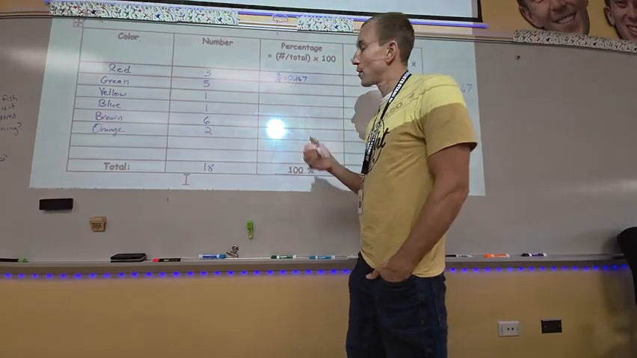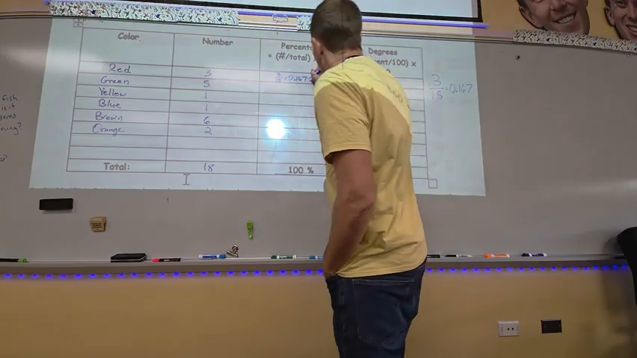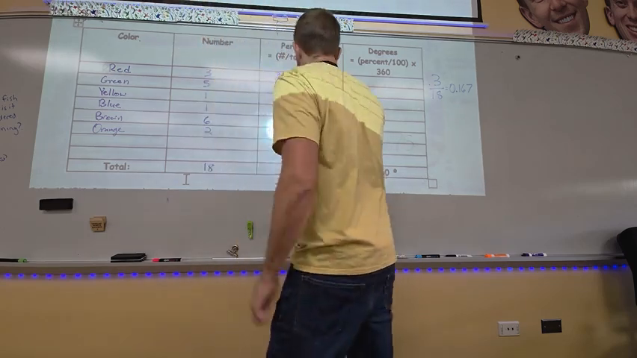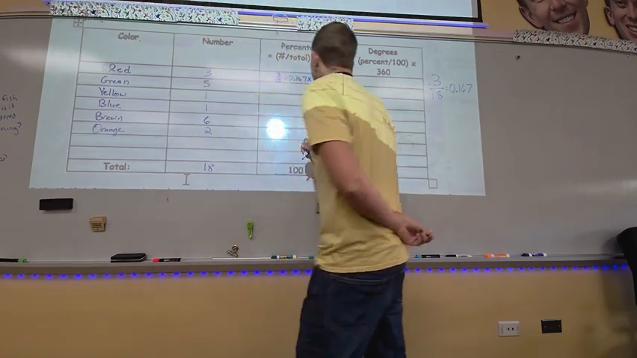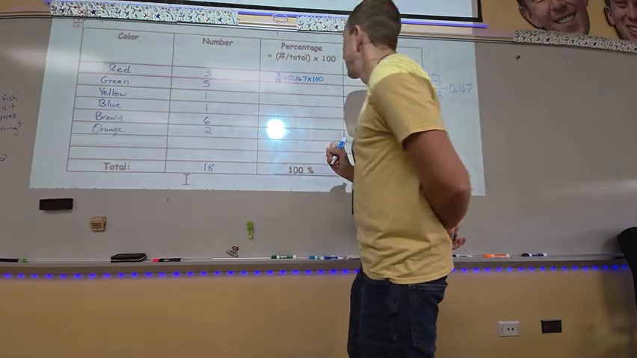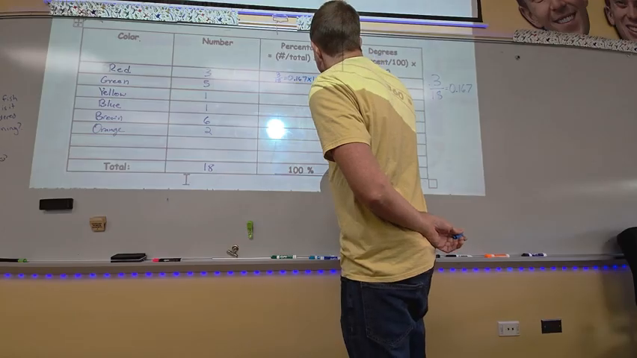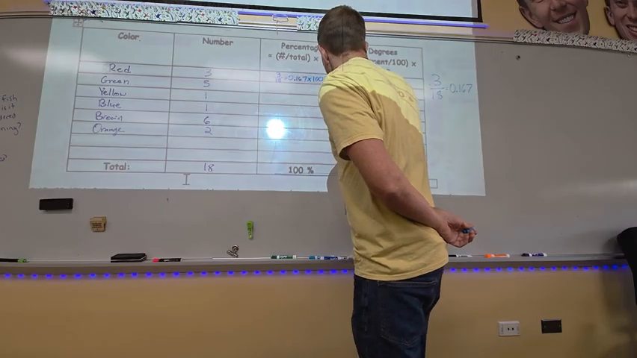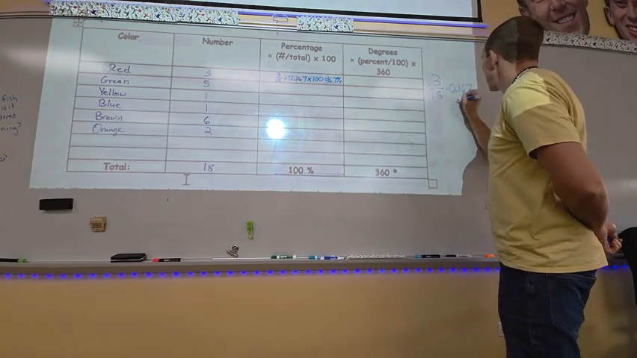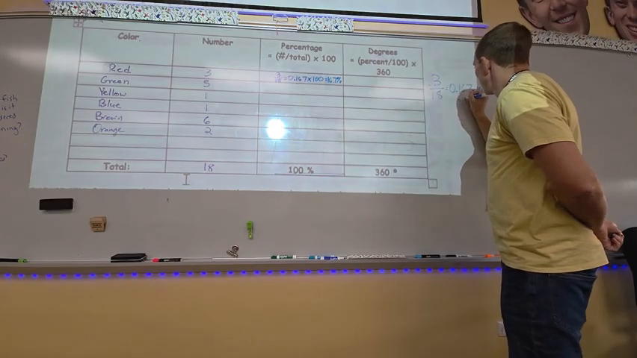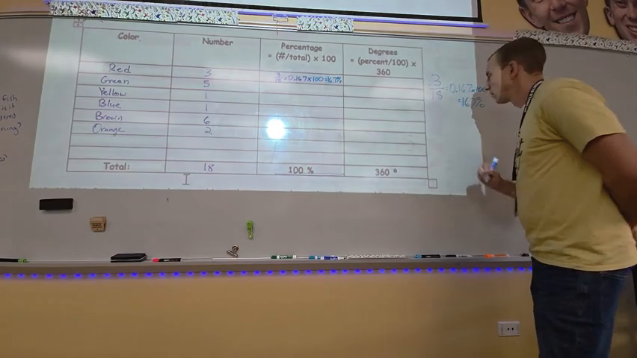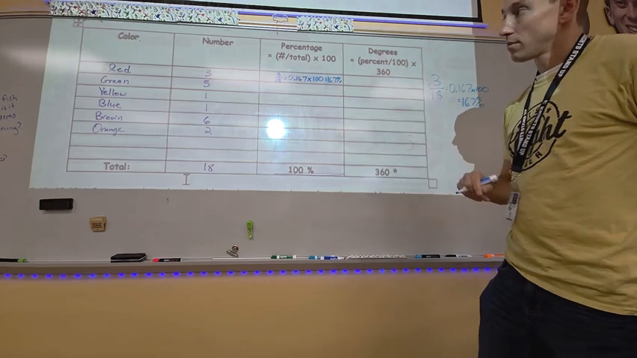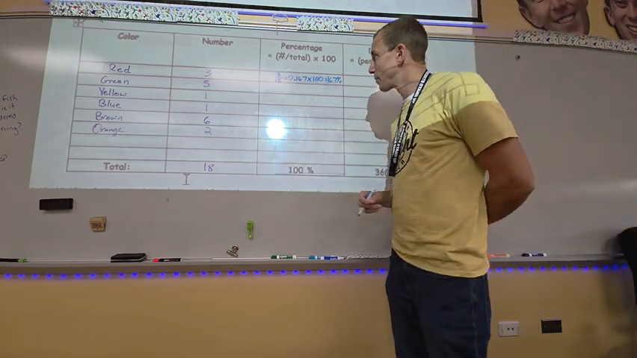So what we need to do to convert it from a decimal to a percentage is we're going to multiply this value. This marker's falling on me too. They're dropping like flies. All right, here we go. Let's try this one. There we go. That's a little better. All right, so we're going to multiply that times 100, and that's going to give us 16.7%. So that is our percentage for the red M&Ms in our total population.